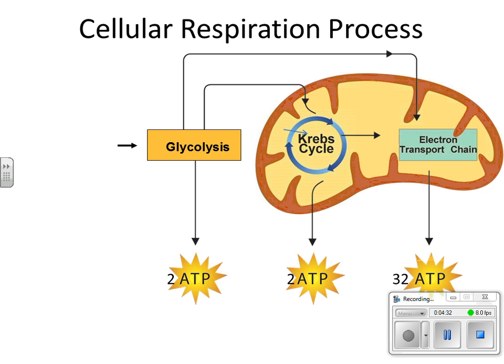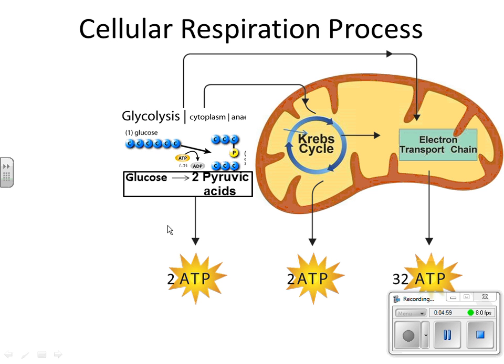So what I need you to do is just kind of watch this whole section and then write a summary of what's happening the whole time. So after the glucose is made in photosynthesis, the glucose comes over next to the mitochondria, and glycolysis happens. Notice that glycolysis is outside of the mitochondria, so this is just happening in the cytoplasm of the cell.